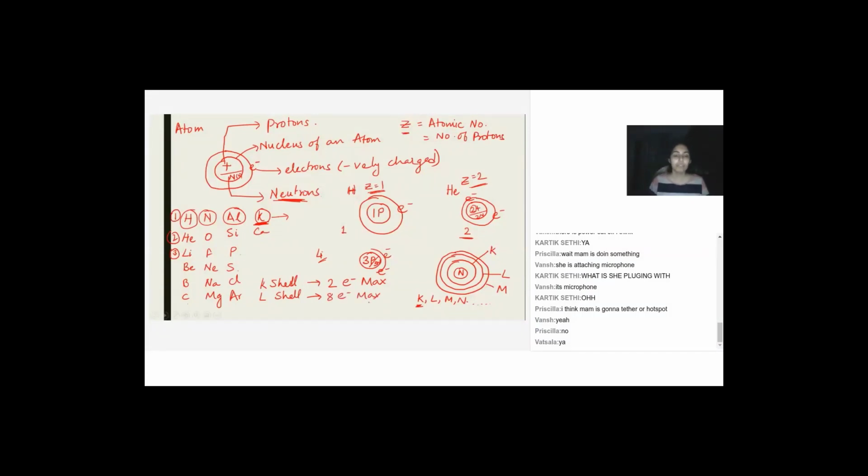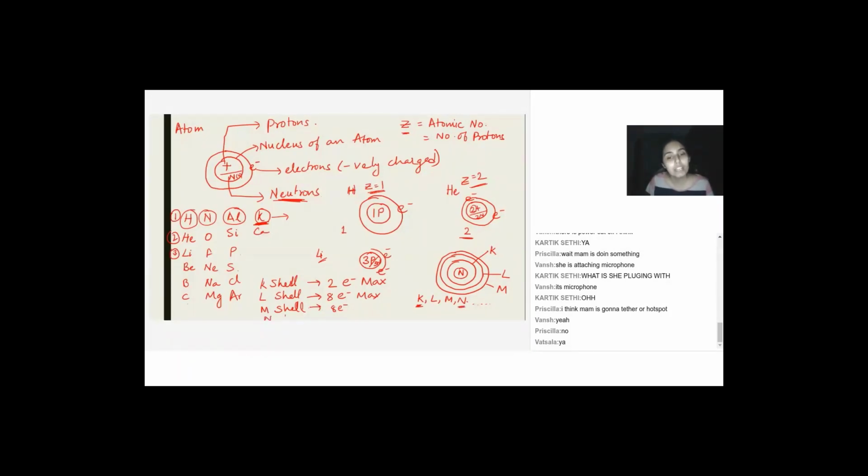And M shell can hold maximum of 18 electrons, but the problem is that the moment 8 electrons are filled in the M shell, the N shell starts filling up. So the moment 8 electrons fill into the M shell, the N shell starts filling up. So that is why even though the M shell can hold 18 electrons, it is not going to have 18. It will have only 8. Similarly, even the N shell will have the same.